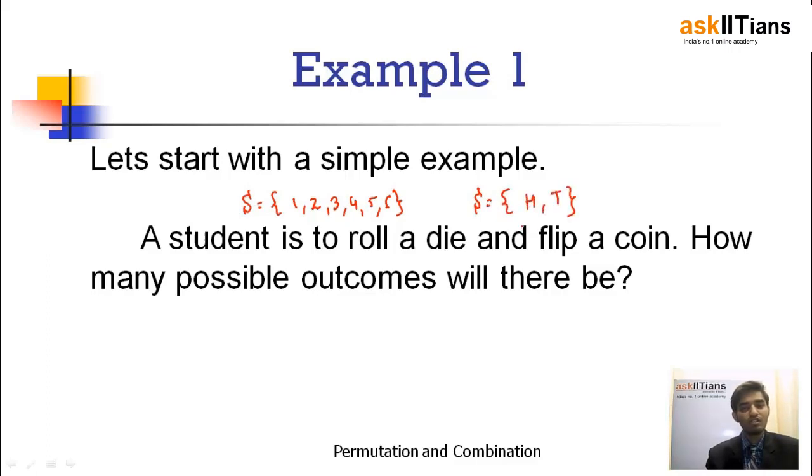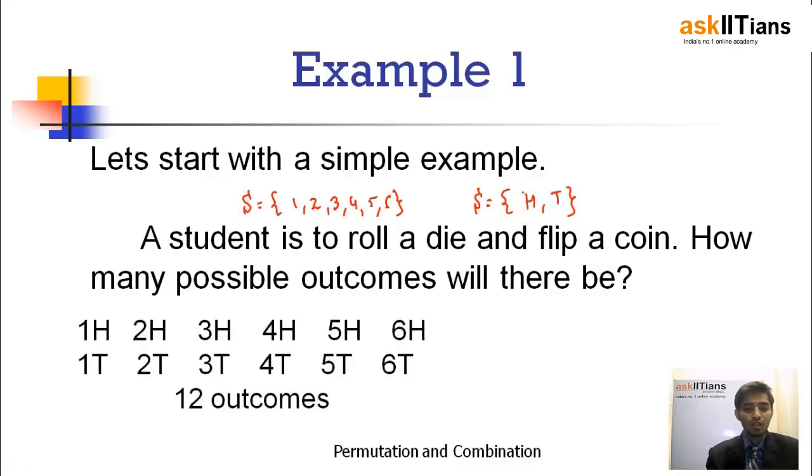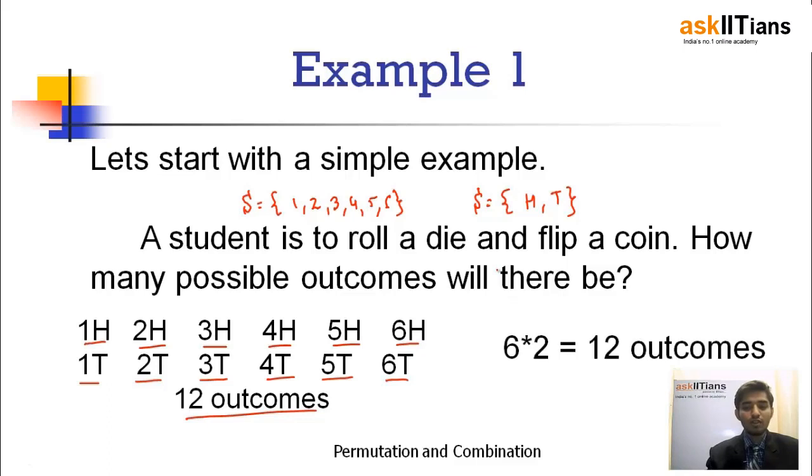Now if I am doing this simultaneously, then the possible outcomes can be either I can get 1 head, 2 head, 3 head, 4 head, 5 head, 6 head, or I can get 1 tail, 2 tail, 3 tail, 4 tail, 5 tail, 6 tail. So there are total 12 possible outcomes. If I use the fundamental principle of counting, then directly I can say that there can be 6 into 2, that is 12 possible outcomes.